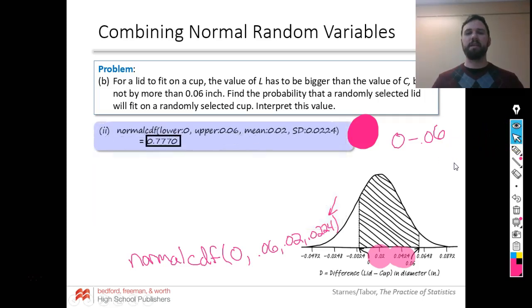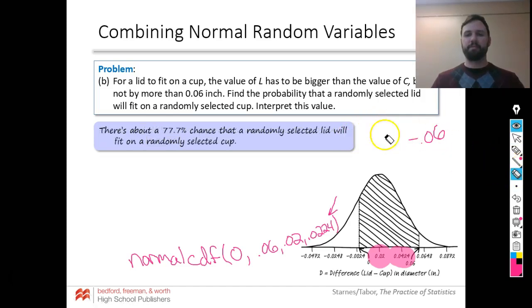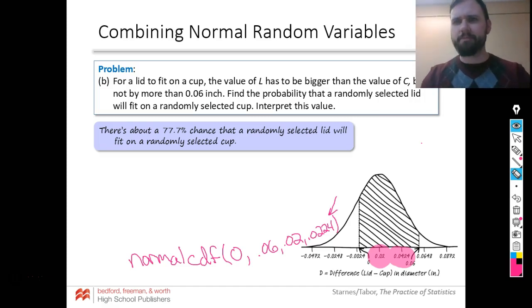Let's see if they did it that way too. There you go. So there's a 77.7% chance that a randomly selected lid fits a randomly selected cup. Lid, cup. Have a good day.